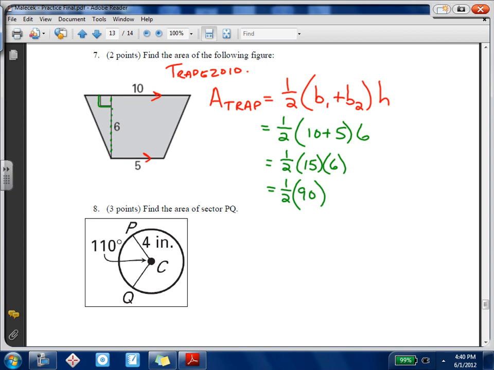Half of 90 then is 45. Let's not forget our units. We found the area, so it's going to be units squared. No units are provided, so we just have to stick with units squared.